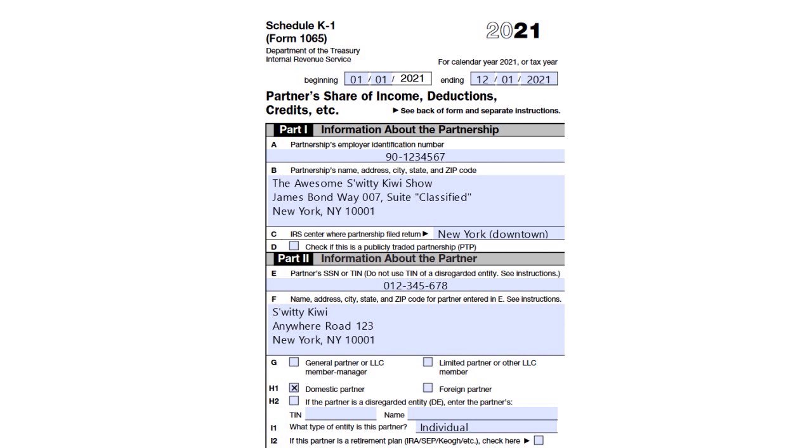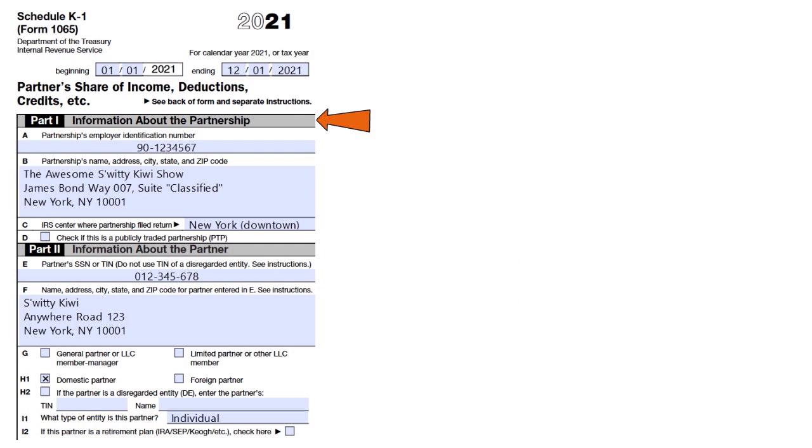So part one, you put your company's EIN, your employer identification number, the address. So here we put the address. Again, everything is fictitious here. And here, what you want to put here is you want to put the IRS center where the partnership has to file the return. This will actually depend on your particular company and the states where your company is located in. And so I'm here with you, D. You want to check if this is a publicly traded partnership. If you are a PTP, you check that box. But in our case, this is not the case.